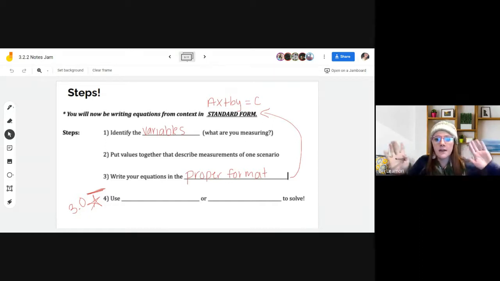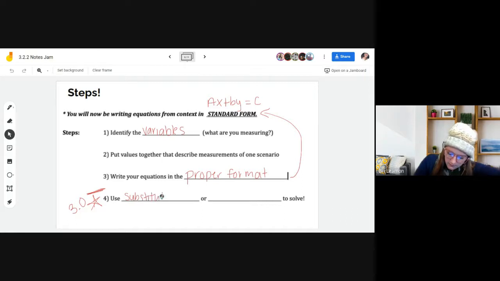We're done. That's fine. But if you guys would like to go a step further, then you can use substitution or elimination to solve. So then we're going to go back to the skills that we learned last week on Monday and Wednesday, and we're going to use our substitution and our elimination to solve those problems.